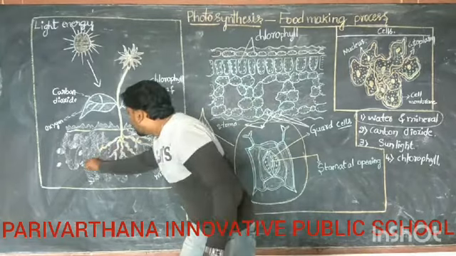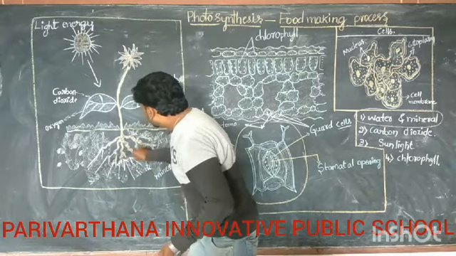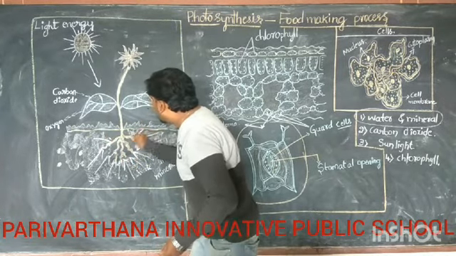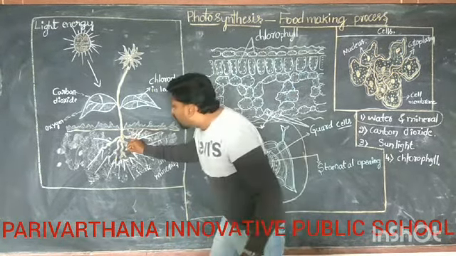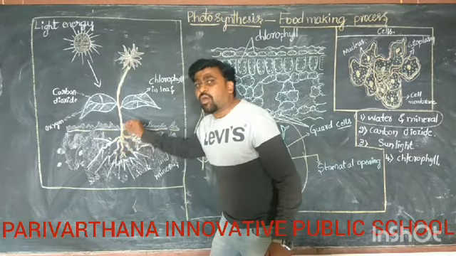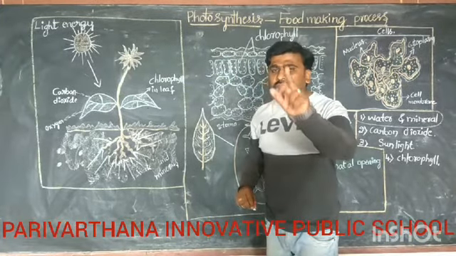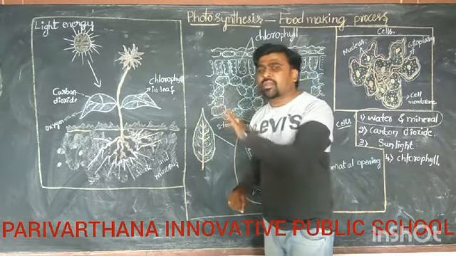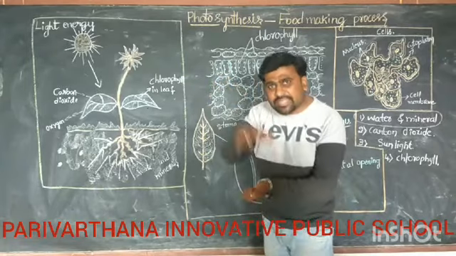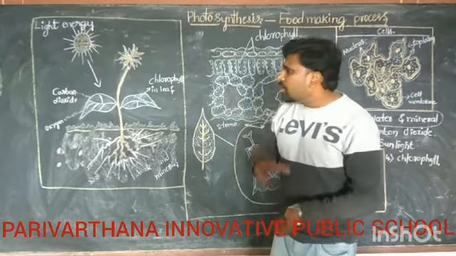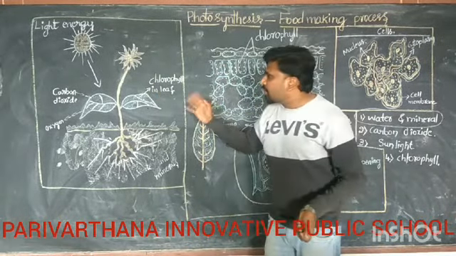The root absorbs water and mineral. The water and mineral absorbed by the root are then transferred to the leaf. Understood the first point? How does the leaf get water and mineral? The water and minerals are absorbed by the root which is present in the soil. Then the water and mineral are transported to the leaves.